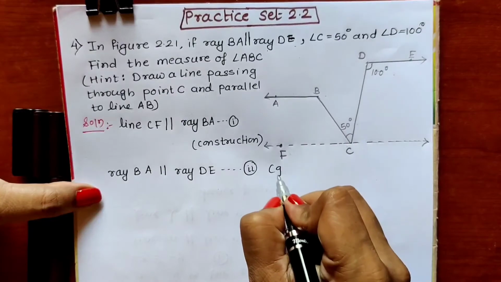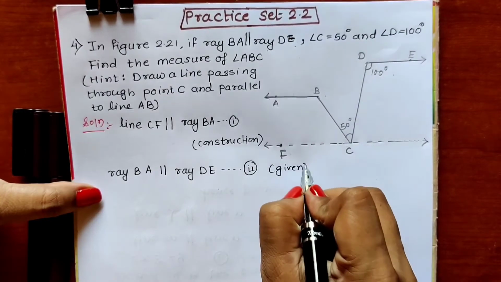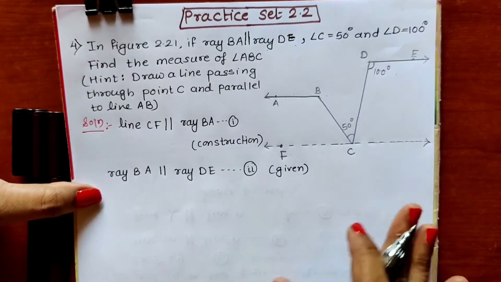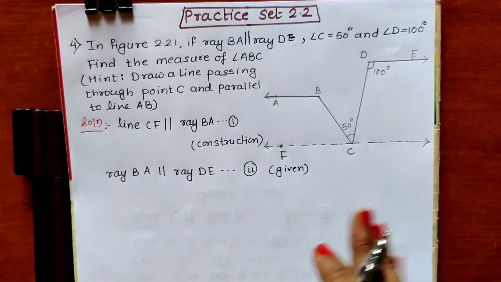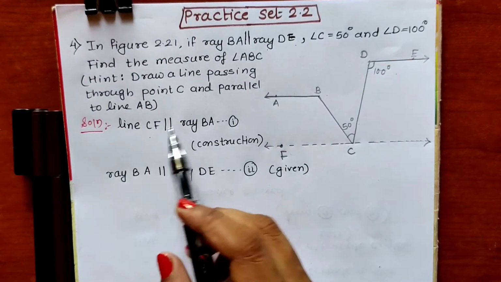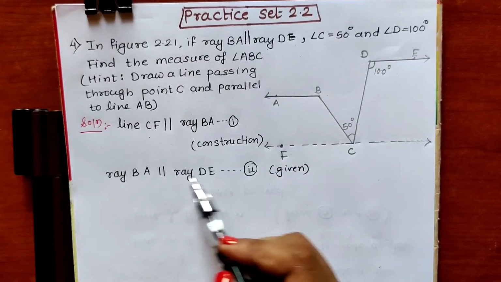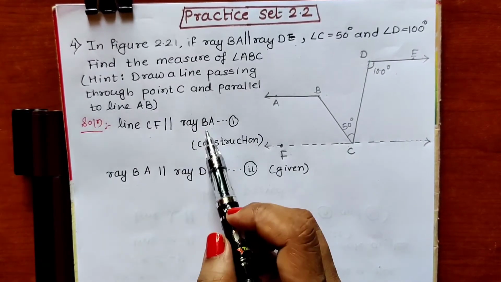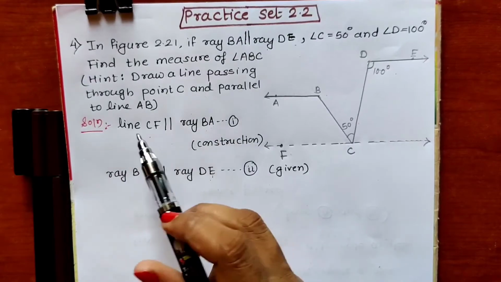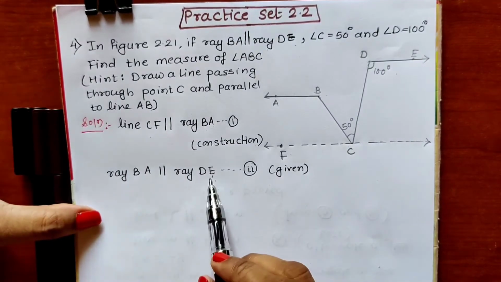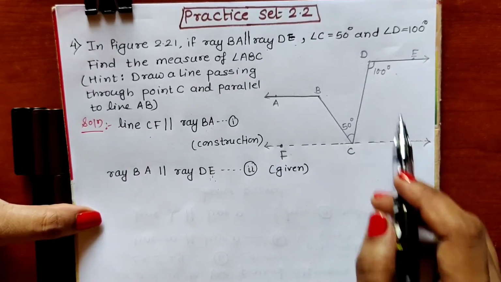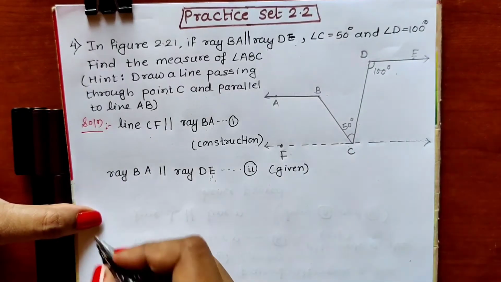And the reason is given. We write the reason in the bracket. Either we write in the bracket or we make two columns, one column for statement, other column for reason. Now see children, line CF is parallel to ray BA and BA is parallel to DE. First is parallel to second, second is parallel to third. So automatically first will be parallel to third. So that means what? CF is parallel to DE also.